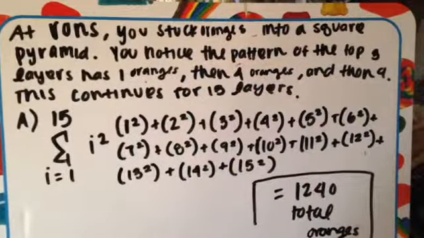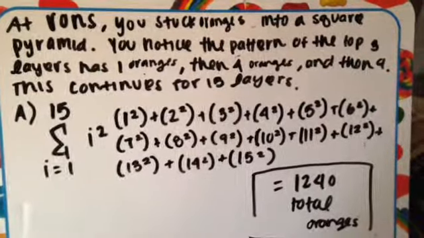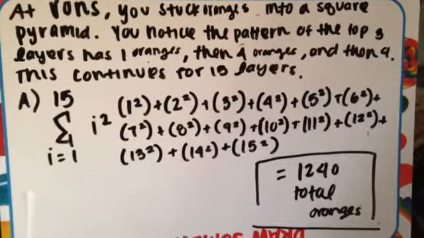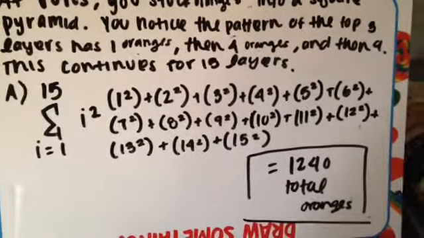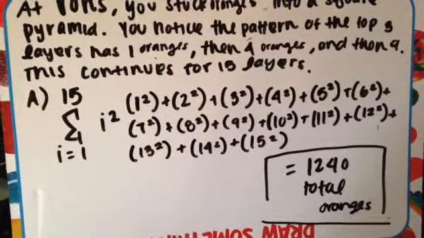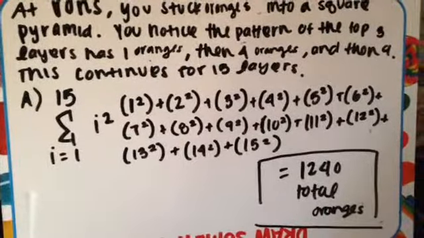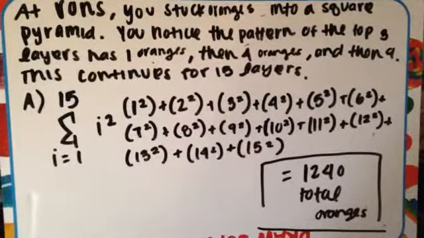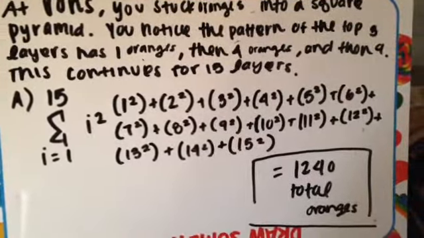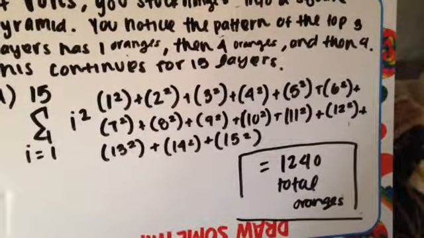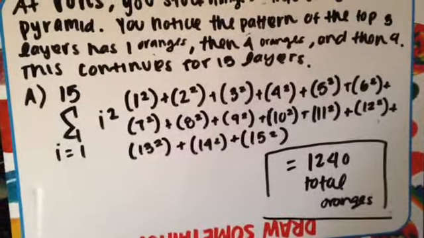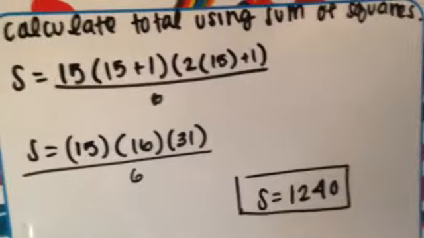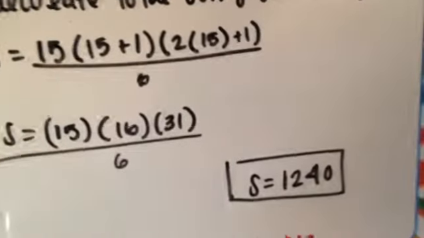At Vons, you stick oranges into a square pyramid. You notice the pattern of the top 3 layers has 1 orange, then 4 oranges, then 9. This continues for 15 layers. So what we have to do is find the total oranges. We're going to find a summation notation. The top number, 15, is how many layers we have, and then the formula is i squared, and you start off your i with 1. So you just go 1 to 15, and then you find out that you have 1,240 total oranges. Calculate the total using the sum of squares formula. Once you plug in all of your values, you get the same number.